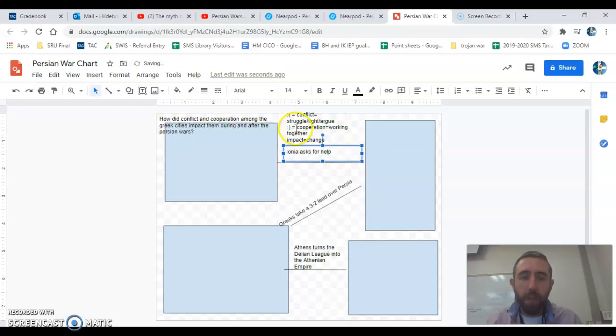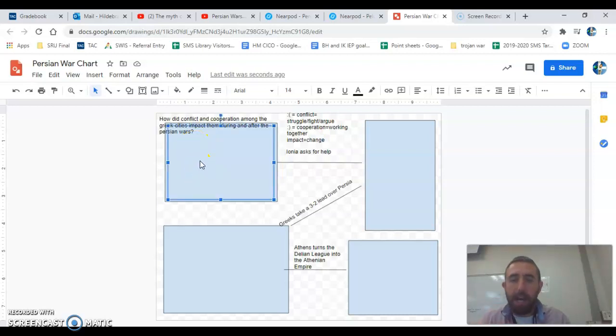All right. So basically we know that conflict is a bad thing. That's why we got the frowny face there. It means to struggle, fight, argue, not get along. Cooperation, working together. We put the happy face there, helping each other. Then impact means change. So basically this question is asking, how did the fighting and struggling and the working together among the Greek cities change them during and after the Persian Wars? So we did a quick review on the Persian Wars, and that's what that video was for.